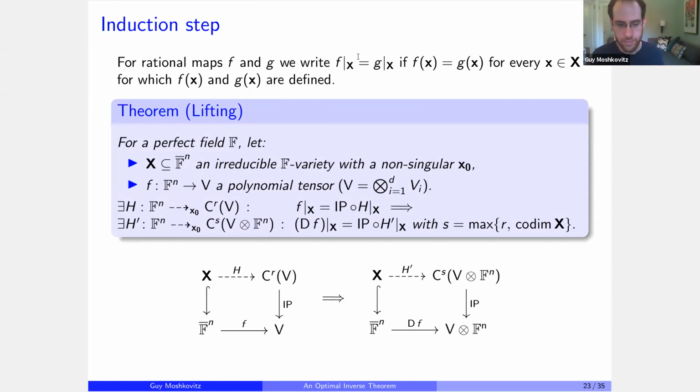Here's the lifting theorem. It's a bit of a mouthful, so let me just emphasize the important things here. The inputs to this theorem, there are two of them. First of all, an irreducible variety defined over F, so this variety X. And the second input is some polynomial tensor, so it's a d-dimensional matrix where every entry is a polynomial. This would represent the iterated derivatives of our original tensor.